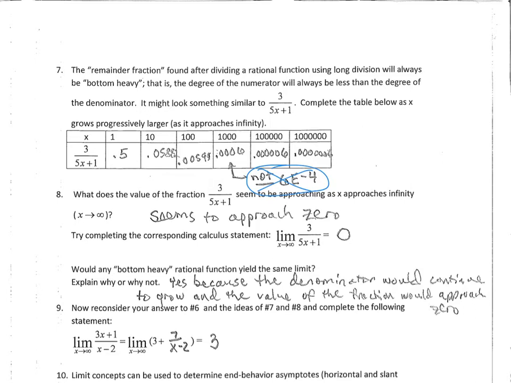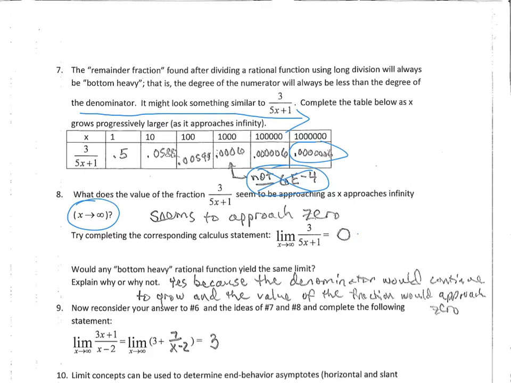Now, looking at the value of the fraction as x approaches infinity, as x goes towards infinity, that means we're going this direction. Y seems to be getting closer and closer, it looks like to me, to 0. Okay?